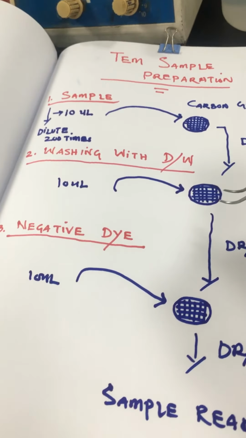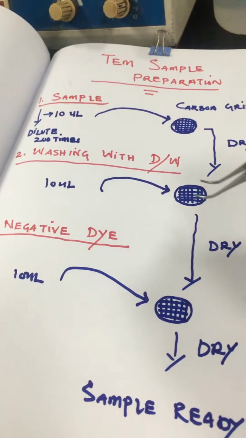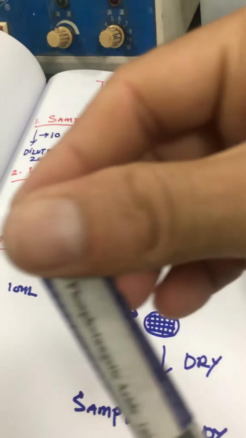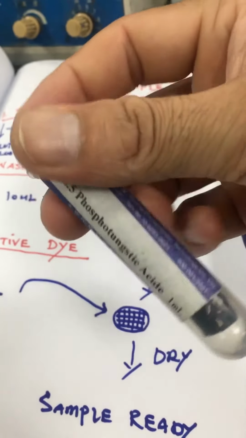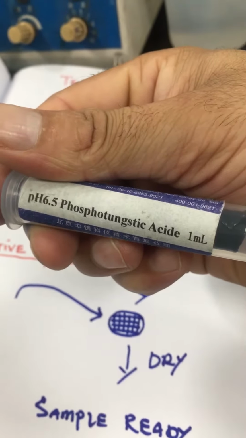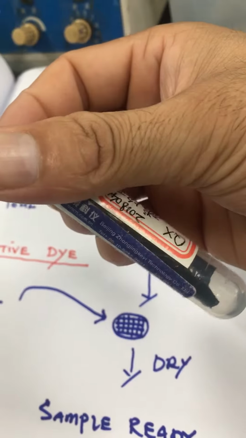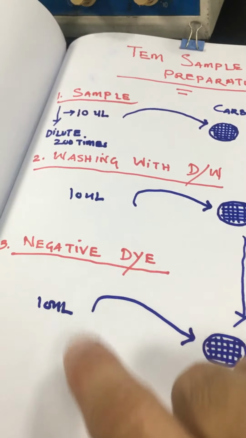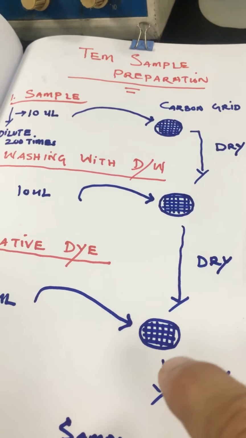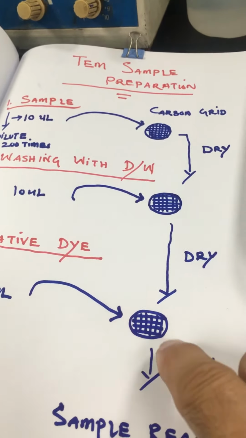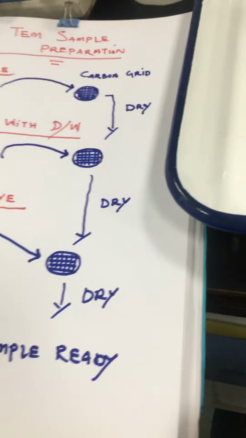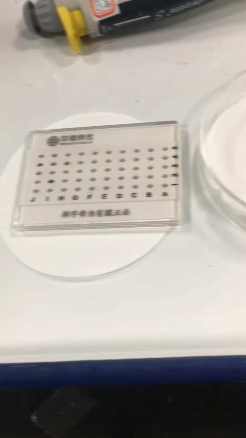And the third step, you must have a negative dye, like phosphotungstic acid. This is the negative dye. You can see I have that in my lab, phosphotungstic acid, and this is the negative dye. So you can keep that. You put 10 microliters of this negative dye, phosphotungstic acid or anything, on the carbon grid and let it dry, and the sample is ready for TEM.